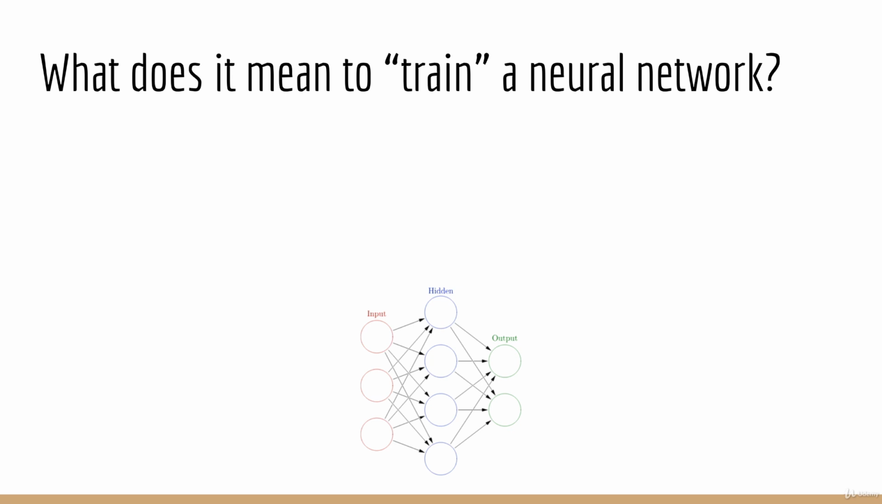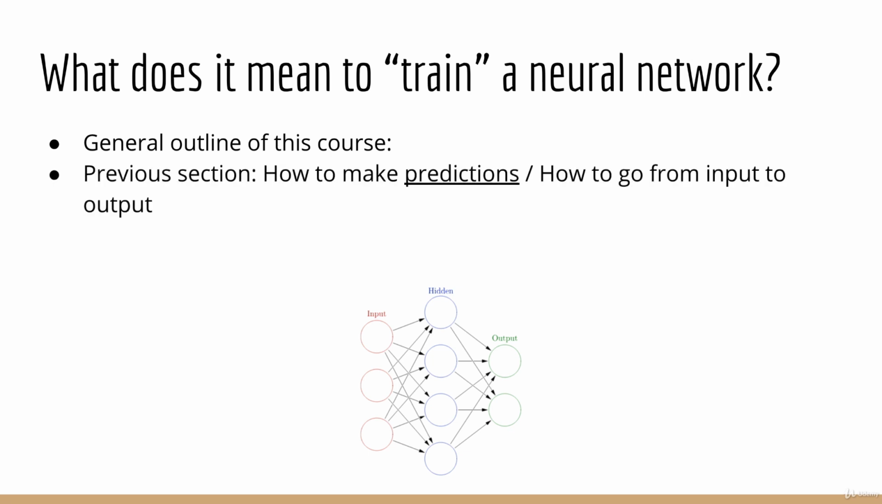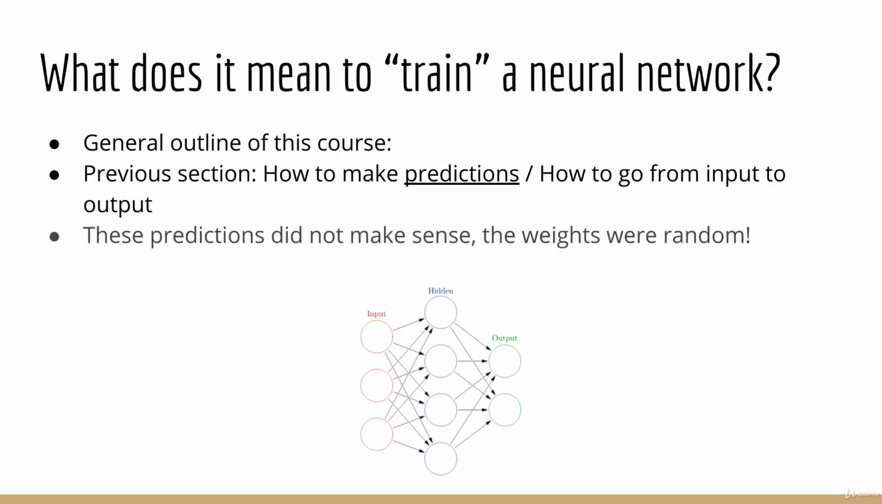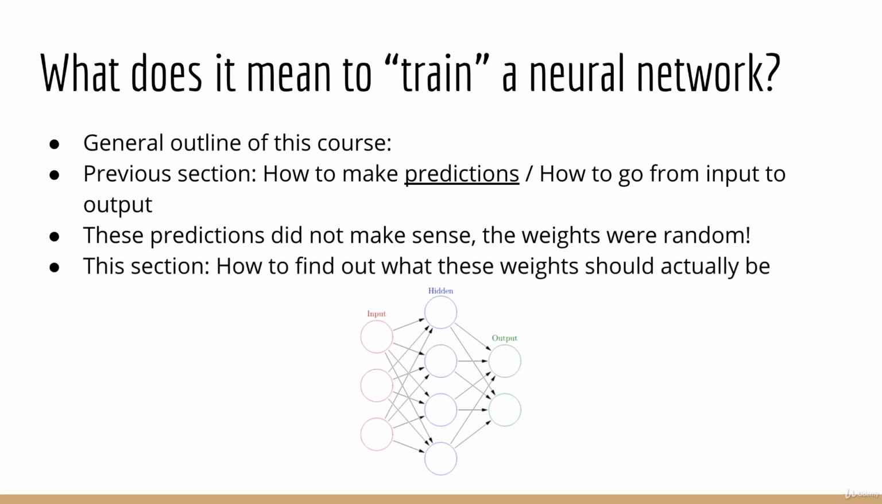First, let's remind ourselves of the general outline of this course. The previous section of this course taught you how to make a prediction using a neural network. So, given some input, how do you find the neural network's output? Of course, we discovered that those predictions didn't make any sense because the weights of the neural network were just random. In this lecture, we are going to answer the question, how do we find what these weights should actually be?